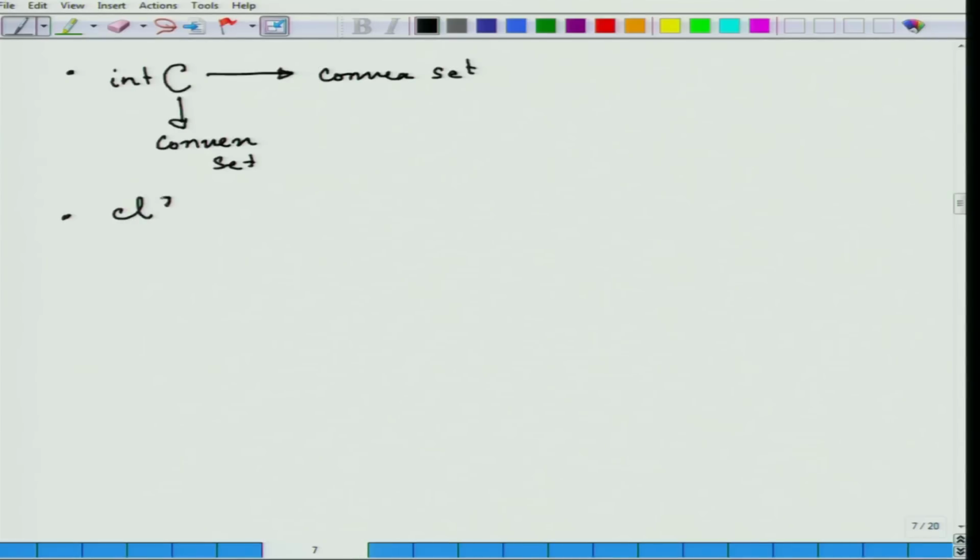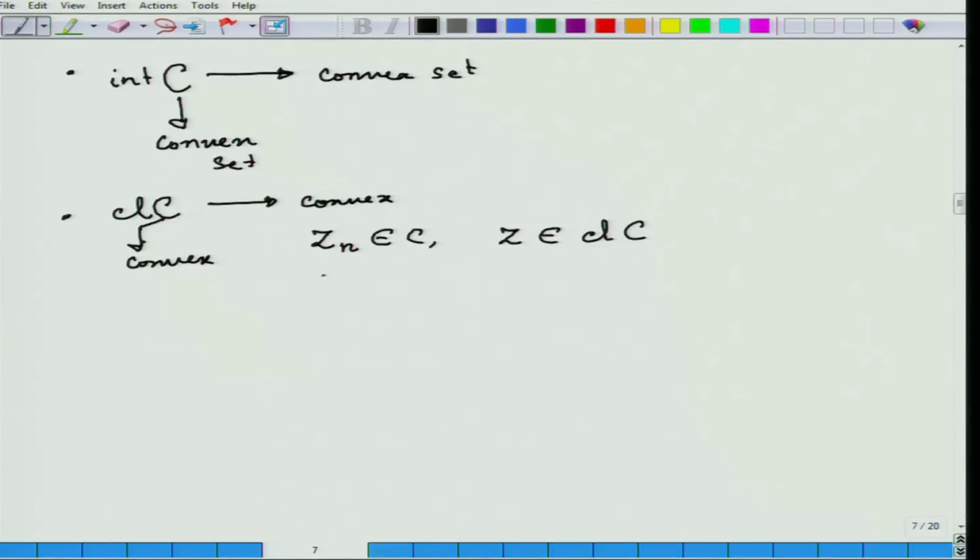Similarly, if you look at the closure of a set C, if this is convex, this is the set C itself, then so is the closure. The proof of this is very simple, that is, take a sequence Zn, an element of C, going to an element Z in the closure. Whenever you have a Z, you will always have a sequence Zn going to Z, that is the definition. And using this definition, you can actually prove that the closure is also a convex set.